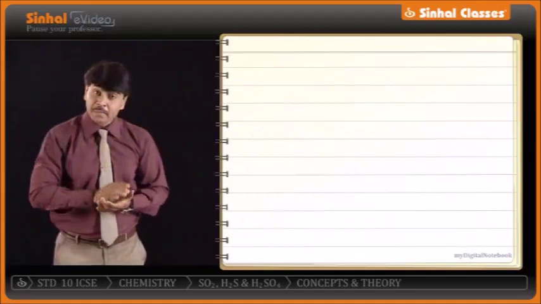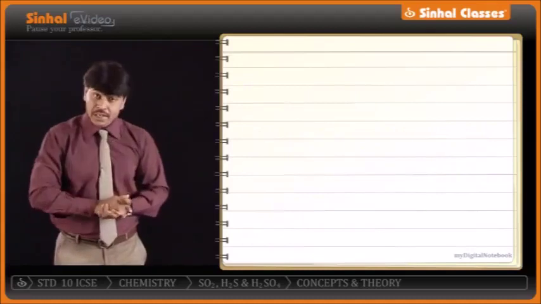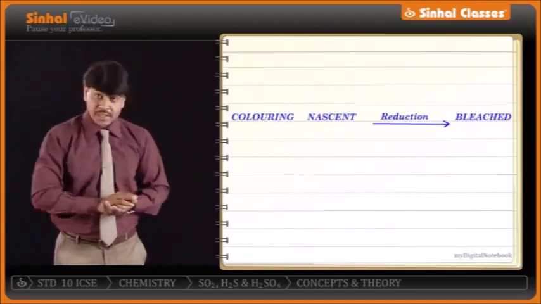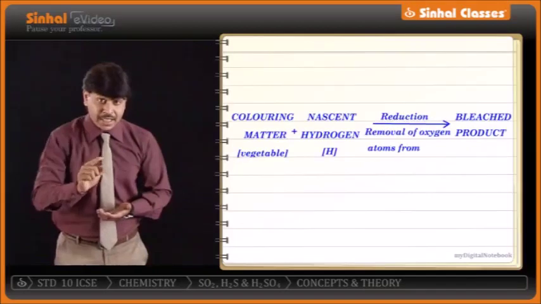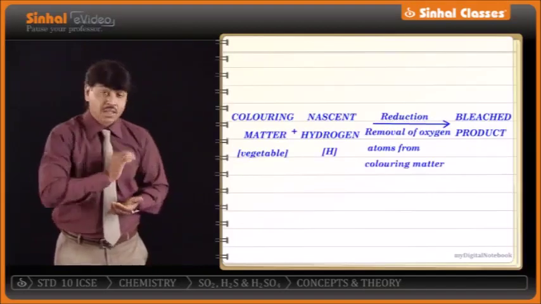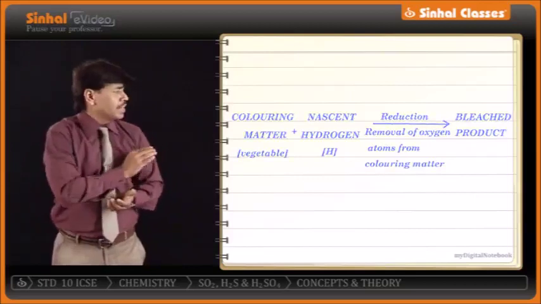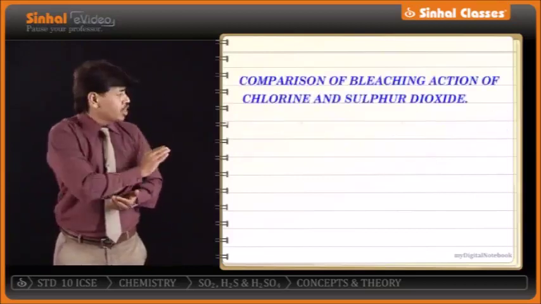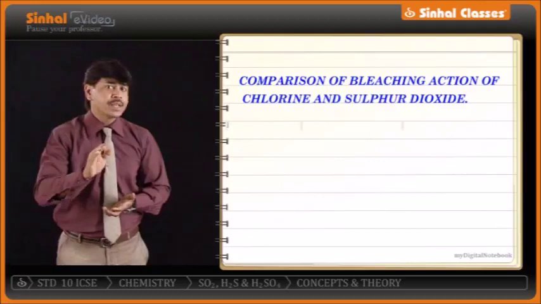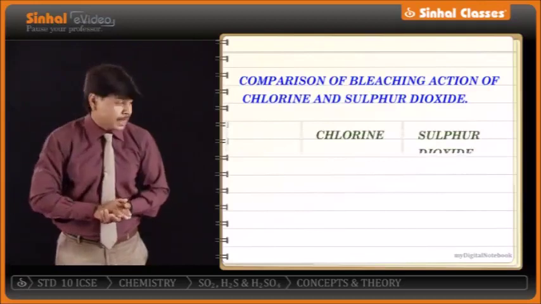So any coloring matter, that is any vegetable matter, in contact with nascent hydrogen, removal of oxygen takes place, that is reduction, and it becomes colorless. It gets bleached. There is a slight difference between the bleaching action of chlorine and the bleaching action of sulfur dioxide.